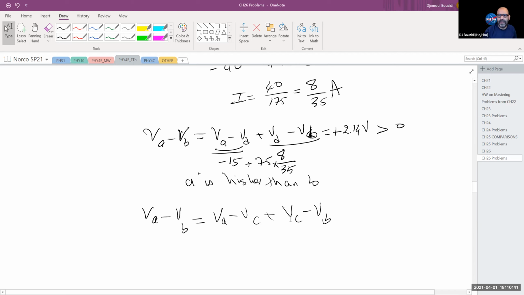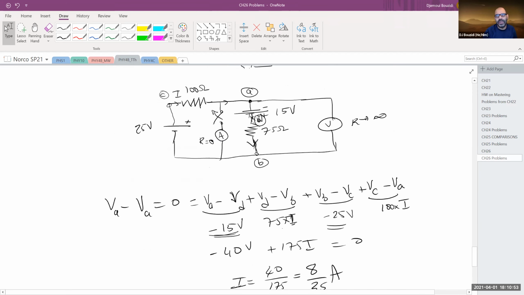Okay, so it's VA minus VB. I'm calculating it to check that I'm getting the 2.14 volts, because I got it from going through point D, and I found it to be 2.14. I said that if I go this way, it's going to be the same answer.